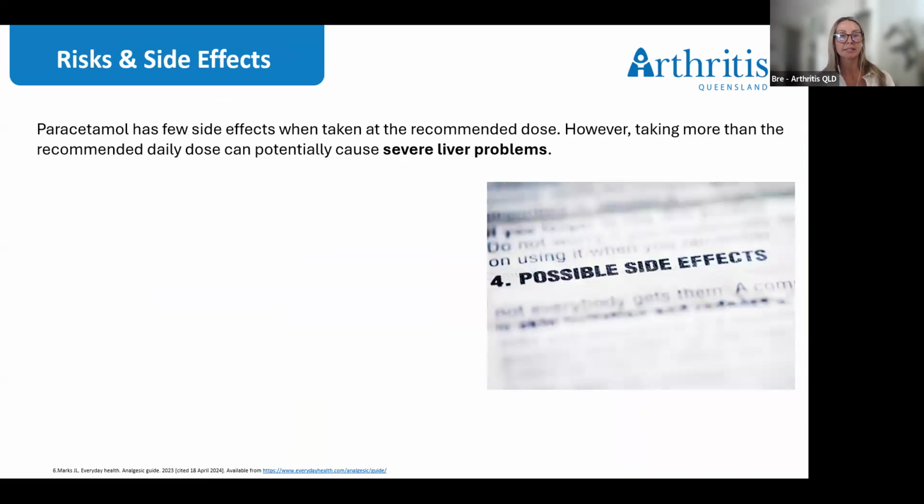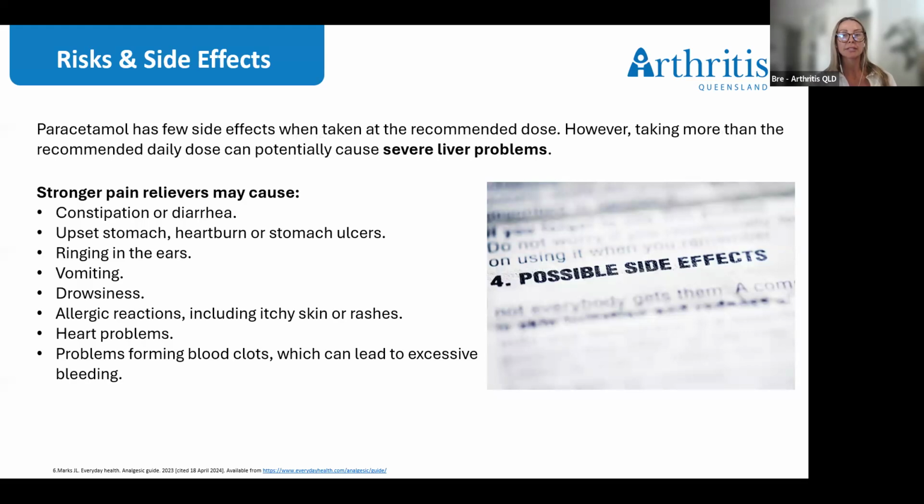So the risks and side effects. Paracetamol has few side effects when taken at the recommended dose. However, taking more than the recommended daily dose can potentially cause severe liver problems. So be careful when taking pain relievers with over-the-counter medications, such as cold and flu tablets, because they actually also contain paracetamol, and you may accidentally take more than the recommended daily dose.